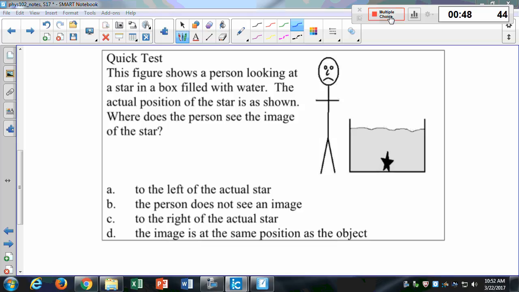All right, looking good. I'm going to stop at 55. 5 more seconds. 55.